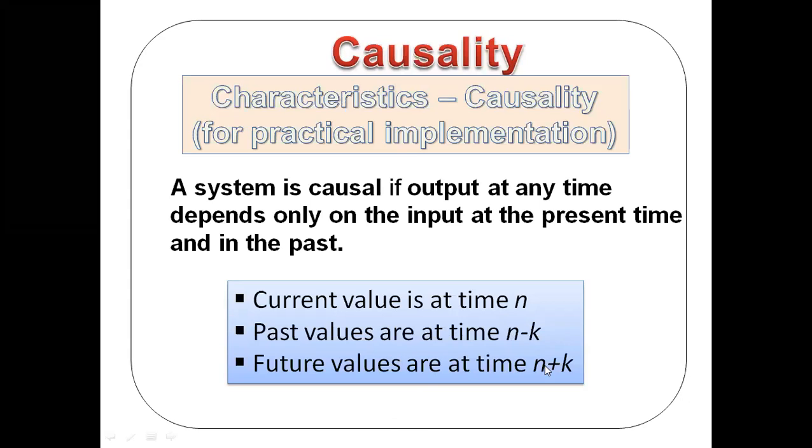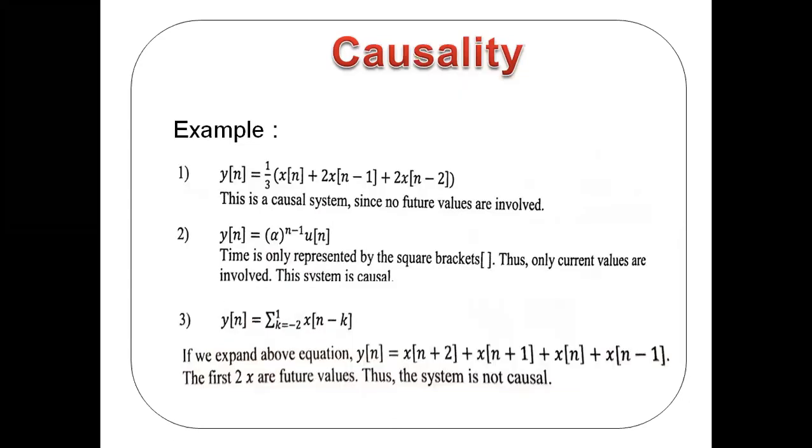Okay, so hopefully you understand the causality properties. For example, the example states that y[n] is given by this. Based on this y[n], the system that we have here is causal because from the equations here, there are no future values. So y[n] is a causal system.